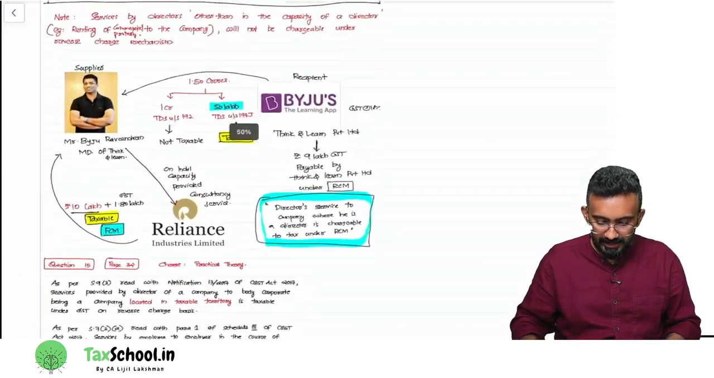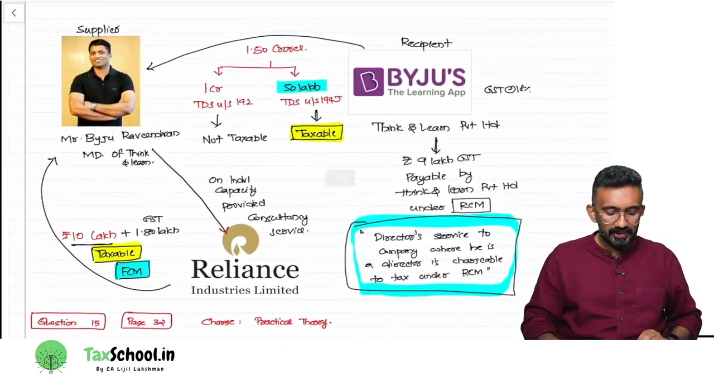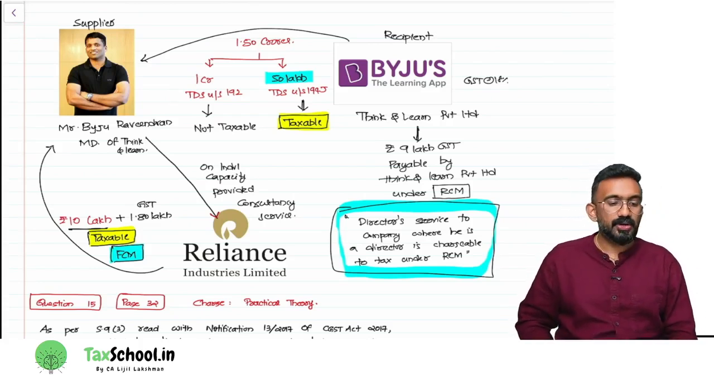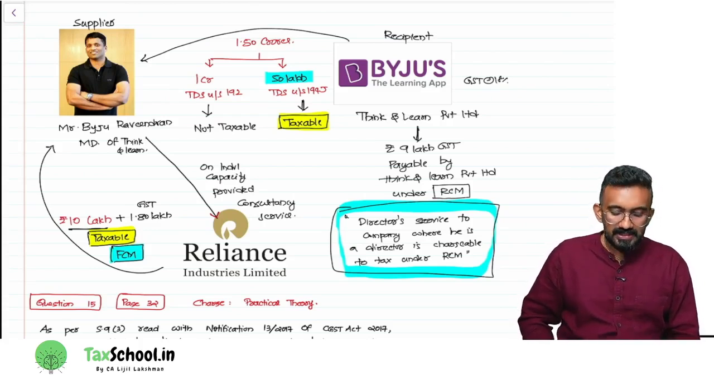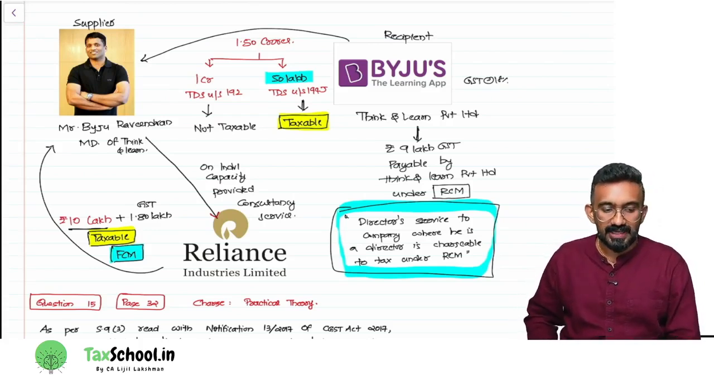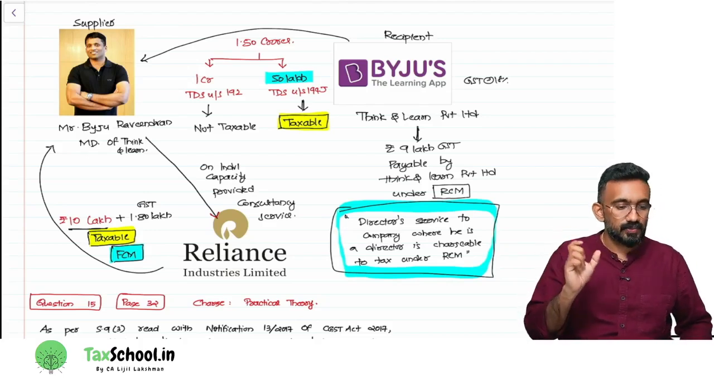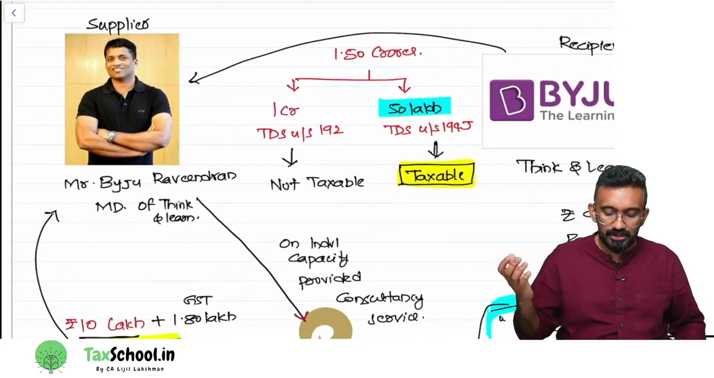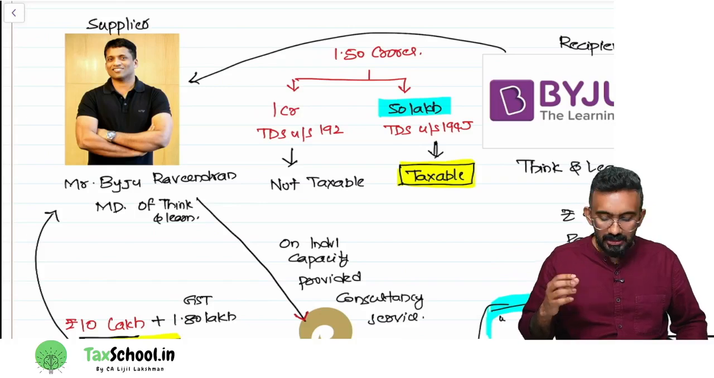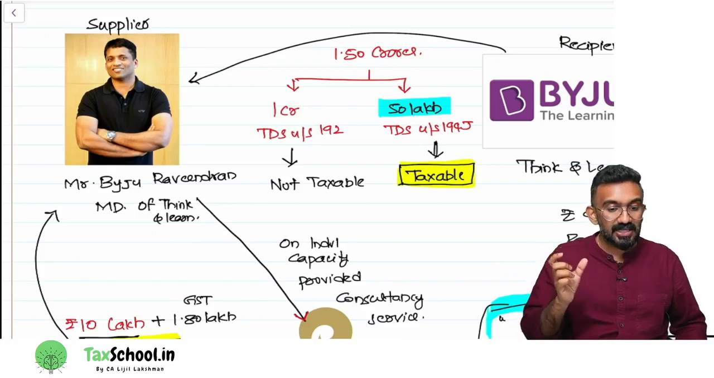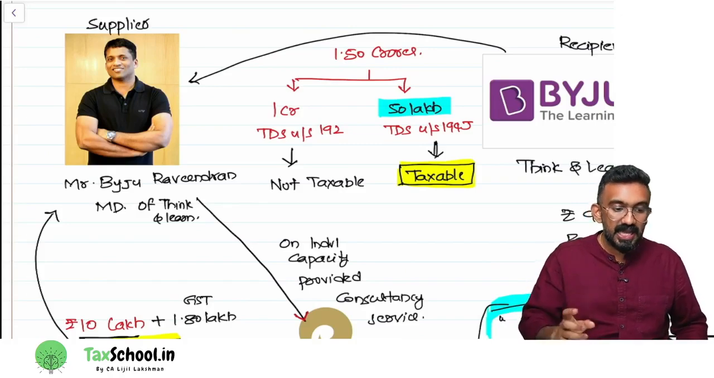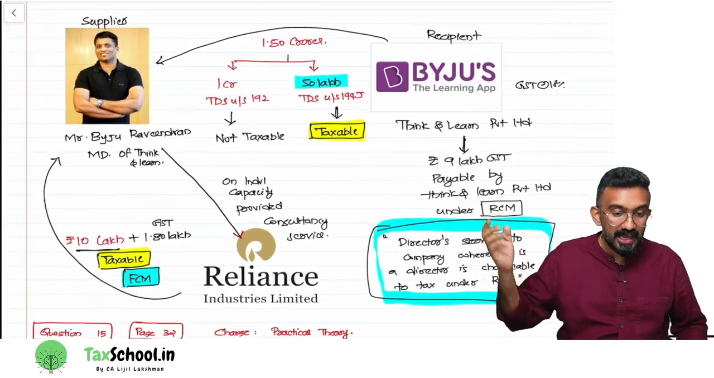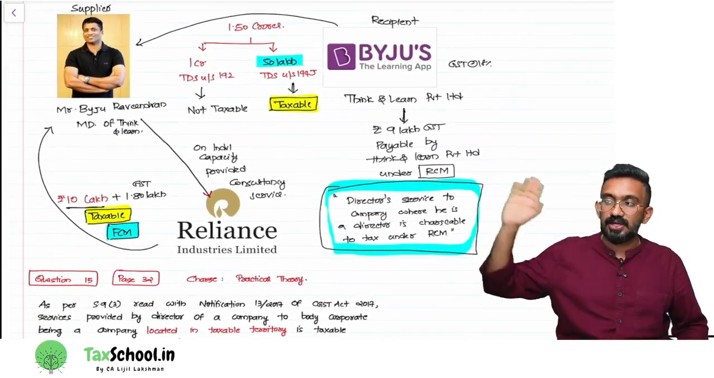A quick example would be like this. Say Baiju Ravindran is the managing director in Baiju's learning app. He is getting 1.5 crore from Baiju's. 1 crore, Baiju's learning app has deducted TDS under 192, which means this 1 crore would not be taxable. There is another 50 lakh paid by Baiju's app to Baiju Ravindran, the managing director, wherein they have deducted TDS under 194J. Would that be taxable? Yes. On this 50 lakhs, tax is payable not by Baiju under FCM, it will be paid by Baiju's learning app under reverse charge mechanism. That is your understanding.